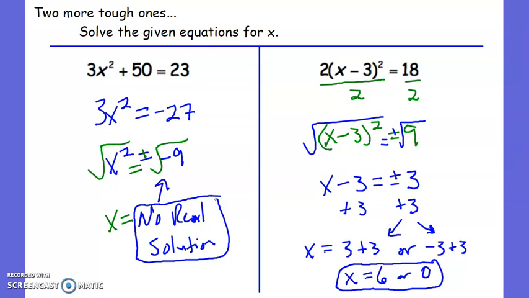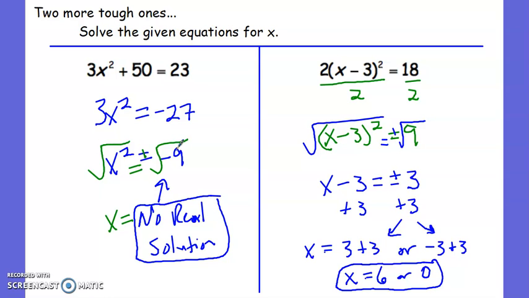All right, let's take a look at both of these problems. We're going to look at them kind of quickly. Again, the first one looks a lot like the problems we've already been working with. We're going to subtract our 50 to get negative 27. Then we're going to divide by 3, which gives us a negative 9. And now we take that square root, just like we thought we needed to.